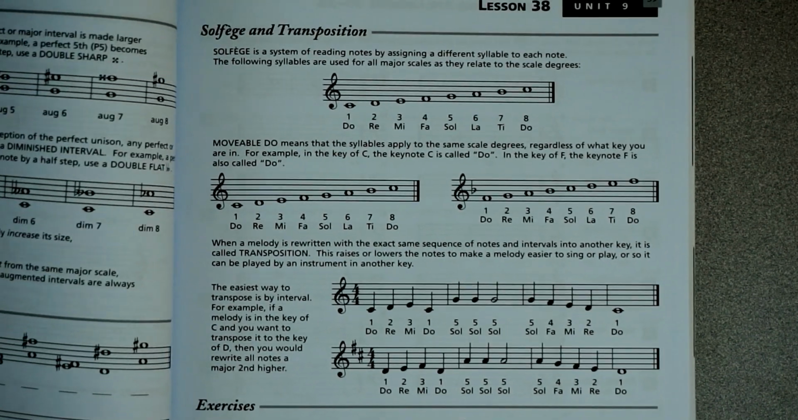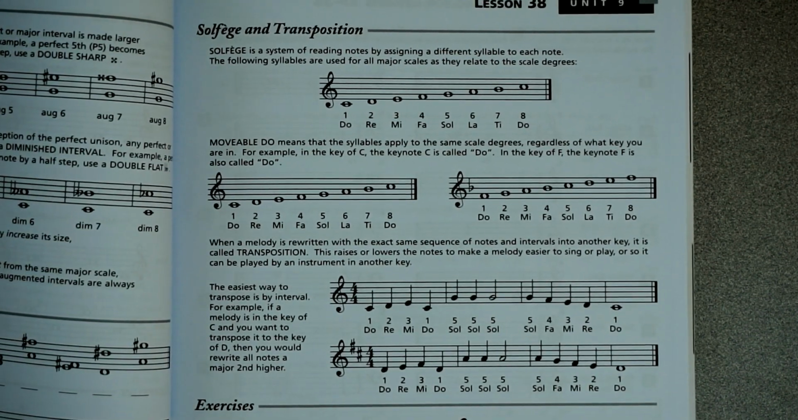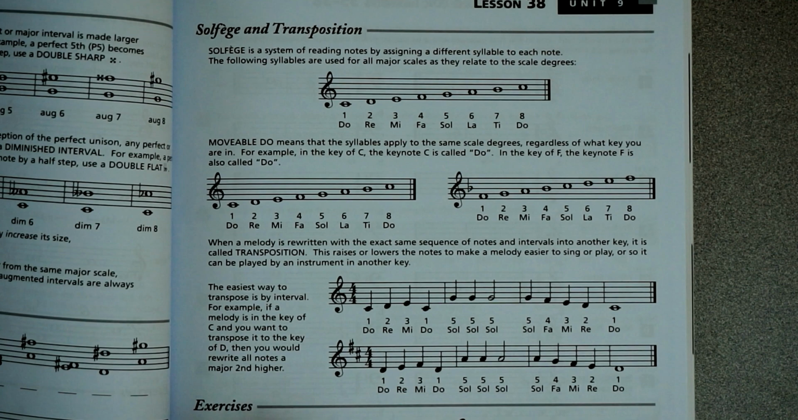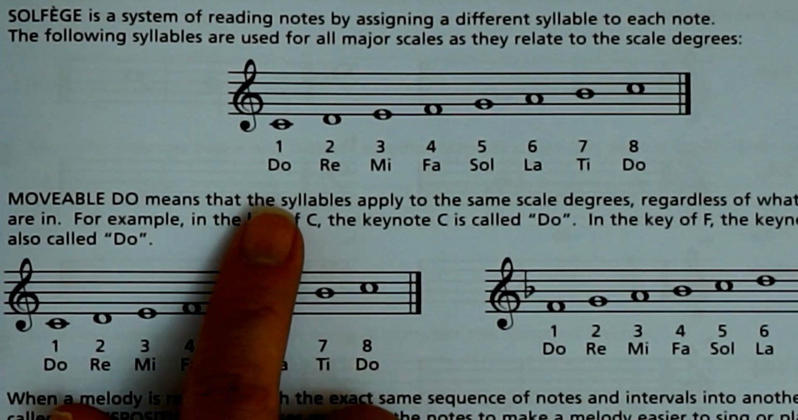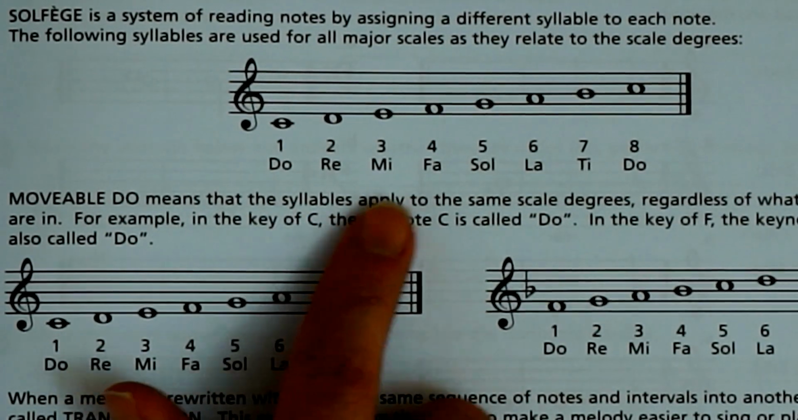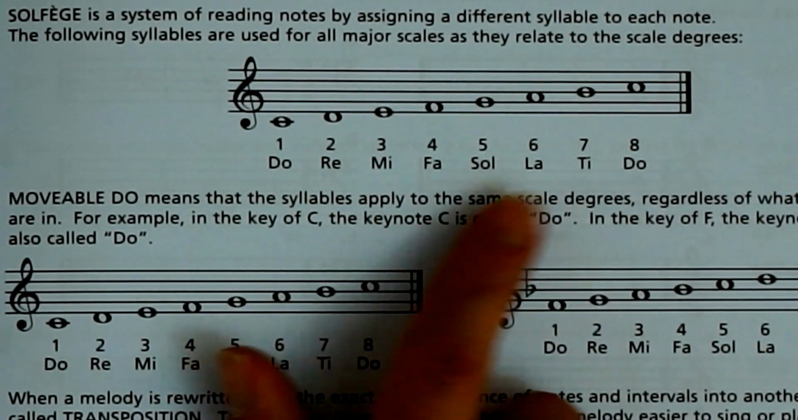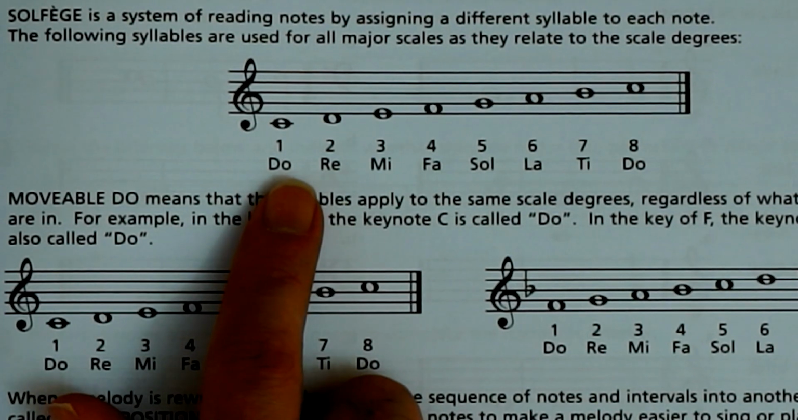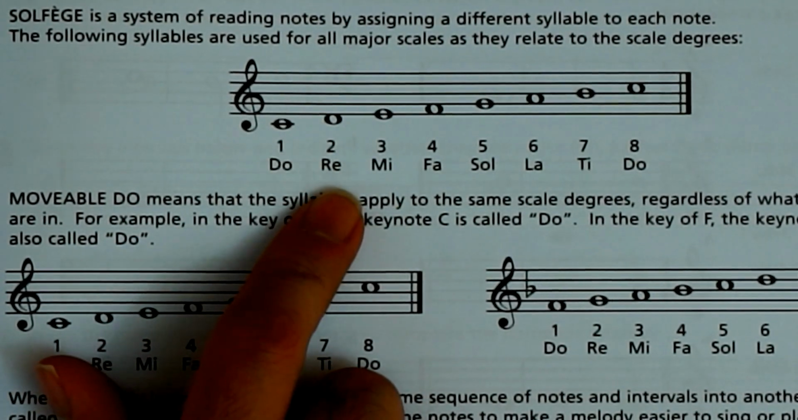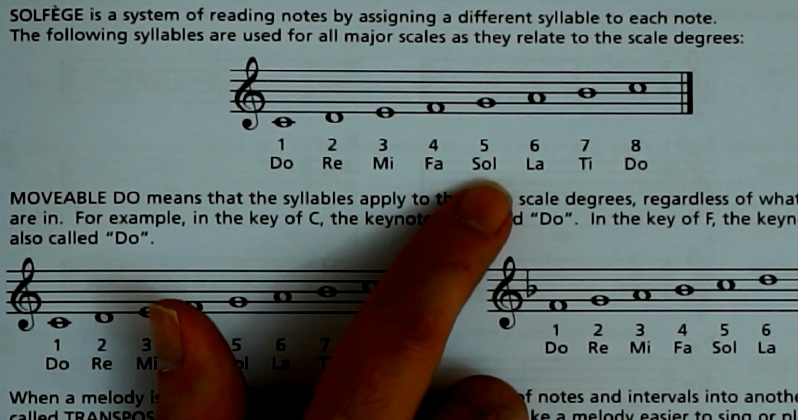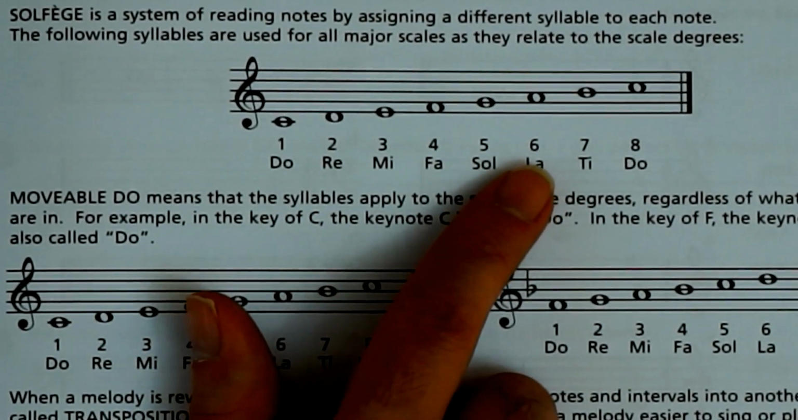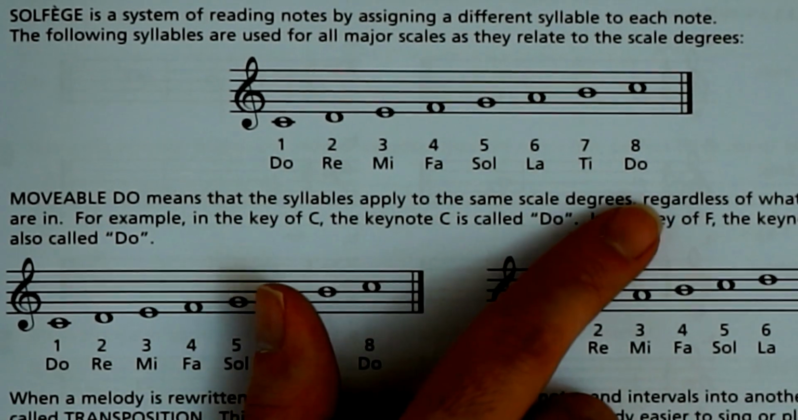Solfeggio, or solfege, and transposition. You probably see me talk about seconds and thirds. Obviously, that's why we're here. But you've probably heard this before: do, re, mi, fa, sol, la, ti, do. Do refers to the first note of the scale. Re is the second. Mi is the third. Fa is the fourth. Sol is the fifth. La is the sixth. Ti is the seventh note of the scale.